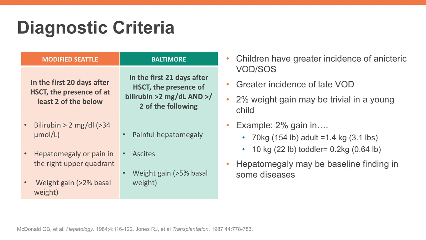In a 10 kilogram or 22 pound toddler, this is 0.2 kilograms or 0.64 pounds, which is a relatively small amount and may make it difficult to identify that as a significant problem. And finally, hepatomegaly may be a baseline finding in some diseases, so it may be important to discuss the change from baseline rather than an absolute finding of ascites or hepatomegaly.